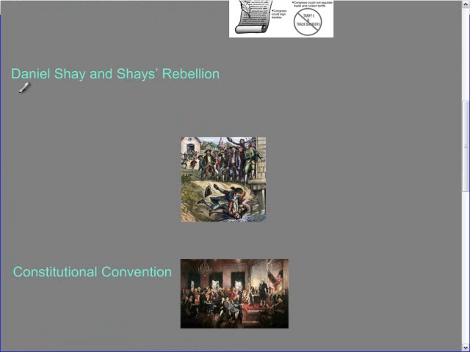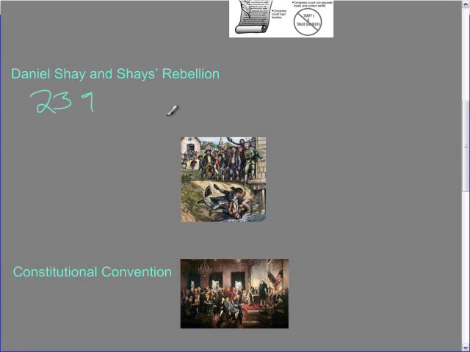So one of these people is Daniel Shays, and he leads this attack on the national government. He takes over an arsenal, which is where they store weapons, and this is known as Shays' Rebellion on page 239. Basically, soldiers and farmers are angry about not getting paid and unfair taxation, and they fight. The national government has a horrible time trying to keep this under control.